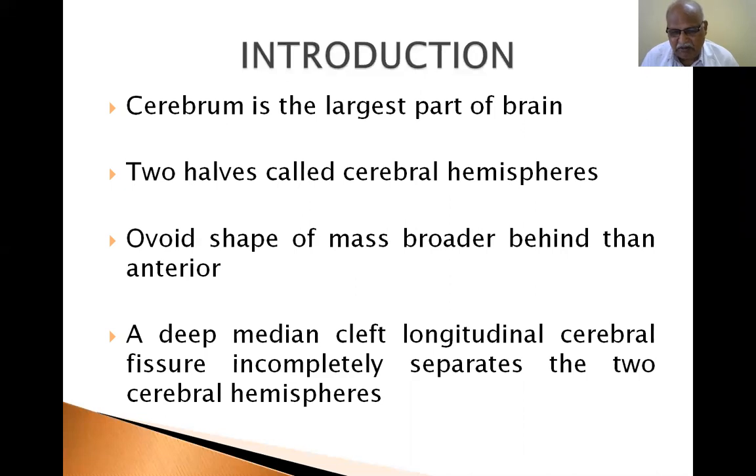In between the two cerebral hemispheres, a deep median longitudinal cleft, the longitudinal cerebral fissure, incompletely separates the two hemispheres. So the right and left cerebral hemispheres are separated from each other, not completely but incompletely. These two are united by means of the corpus callosum, which is a commissure, a band present between the right and left cerebral hemispheres.